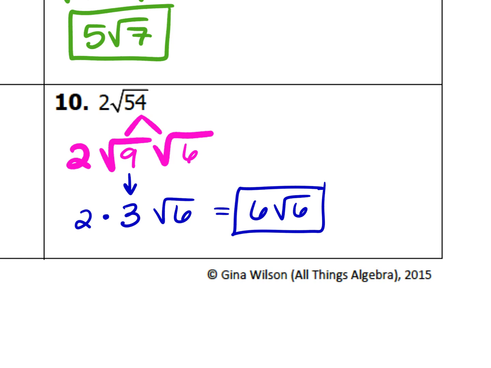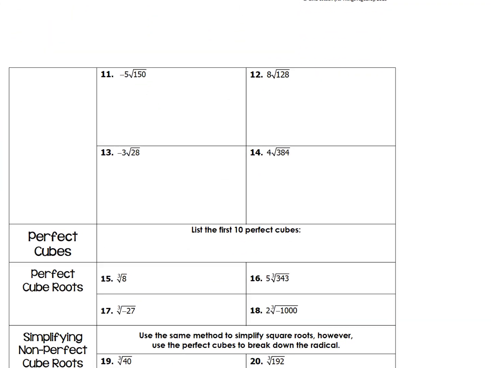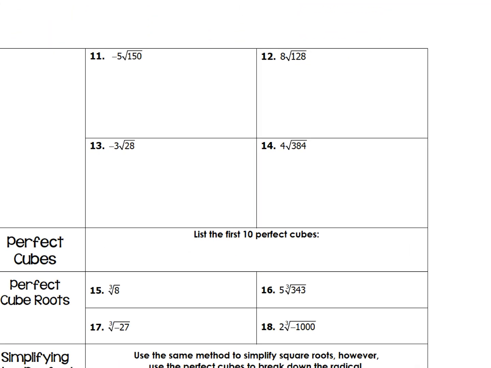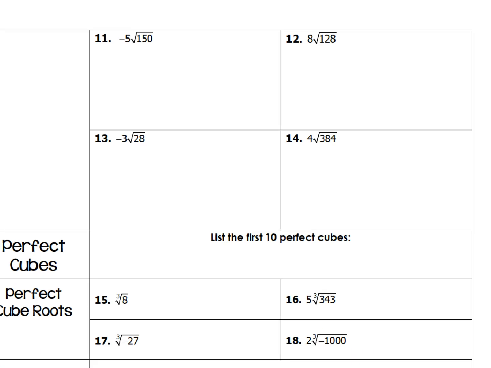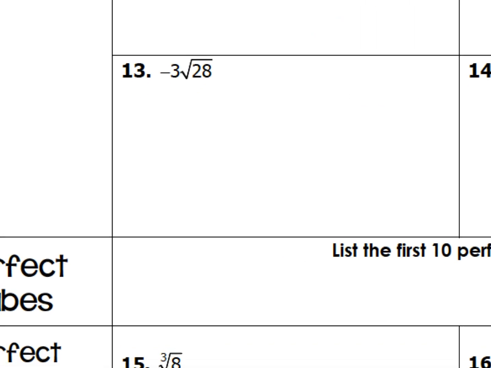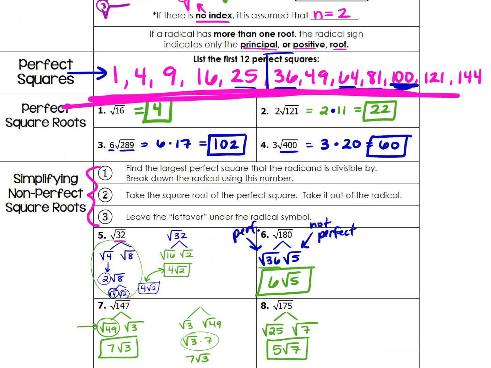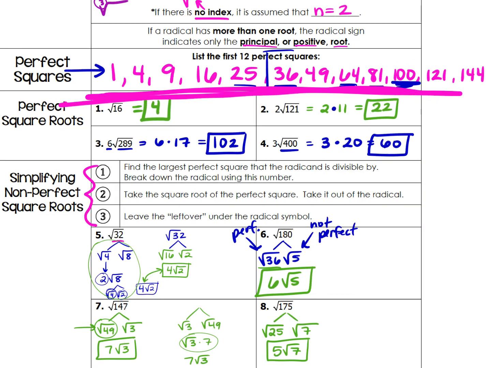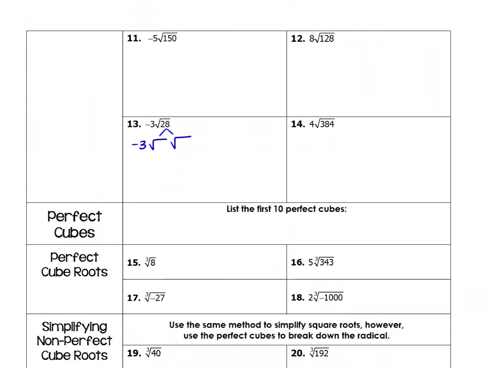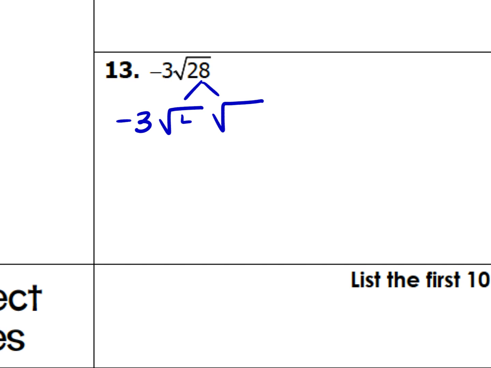Okay, let's just do one more from this next chunk of 4. Let's do number 13. Sure, let's do 13. So you have a -3 out in front, so bring that -3 with you, and then you want a perfect square and a non-perfect square. What is 28 divisible by from this list? It's the 4. Okay, so 28 is divisible by 4, so that's going to go here.